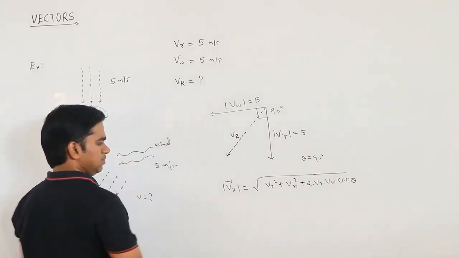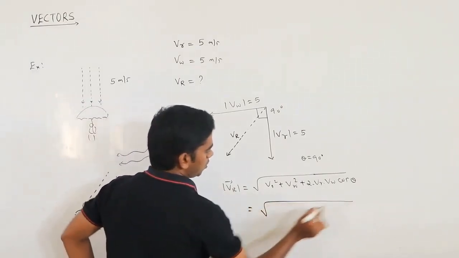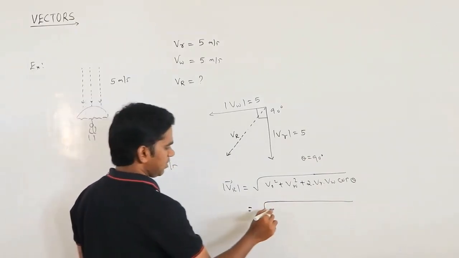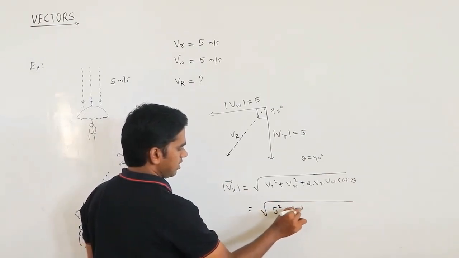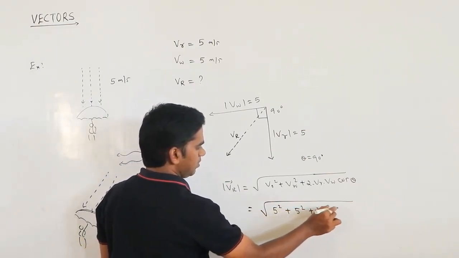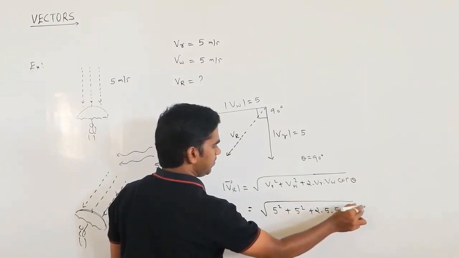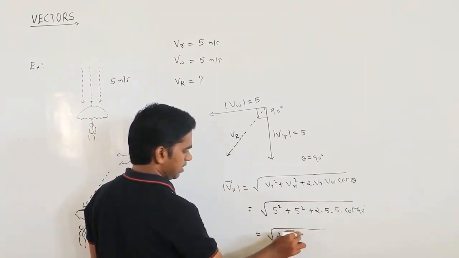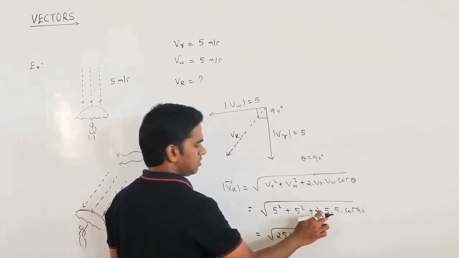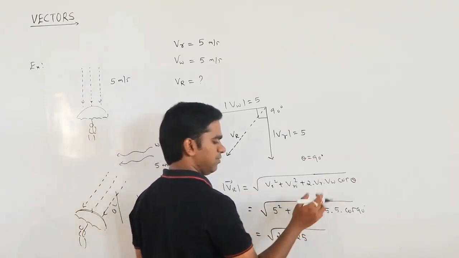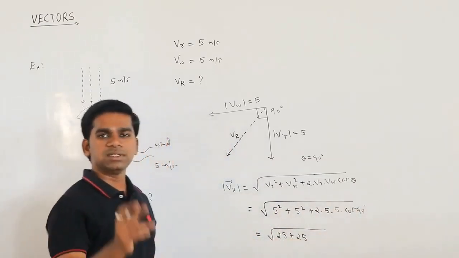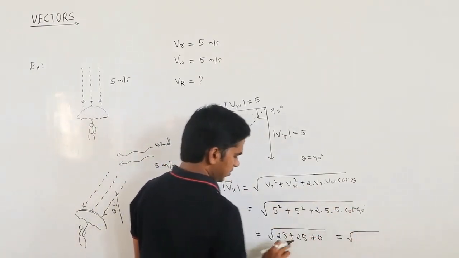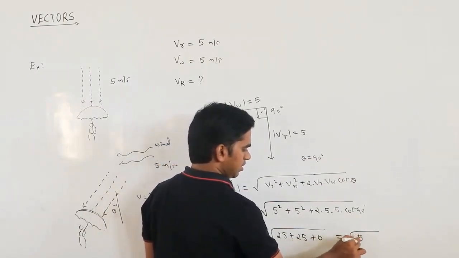Okay. So now equals to root of Vr square. Vr square is what? 5 square. Okay. So 5 square plus 5 square plus 2 into 5 into 5 cos of 90. So root of 5 square is 25 plus 25. This 5 into 5, 25, 25 into 2 is 50, that is okay. But cos 90 is what? Cos 90 is 0. So this is going to be 0. So plus 0. So resultant will be 25 plus 25 plus 0 will be 50.